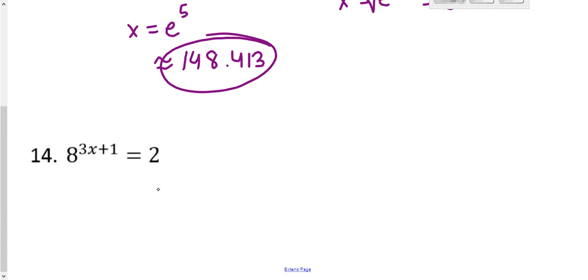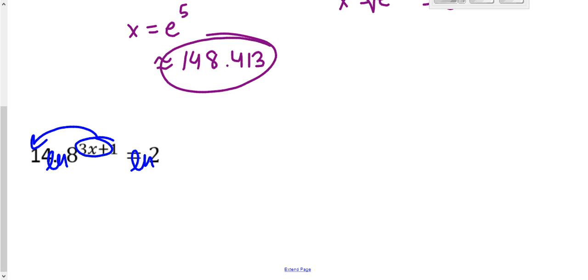For number 14, you have 8 to the 3x plus 1 equals 2. Well, part of this equation is in the exponent. So to get something out of the exponent, that's our ln properties. So we need to ln both sides. So we'll take the ln of 8 to the 3x plus 1, and we'll take the ln of 2. So by the ln property, this can come down.